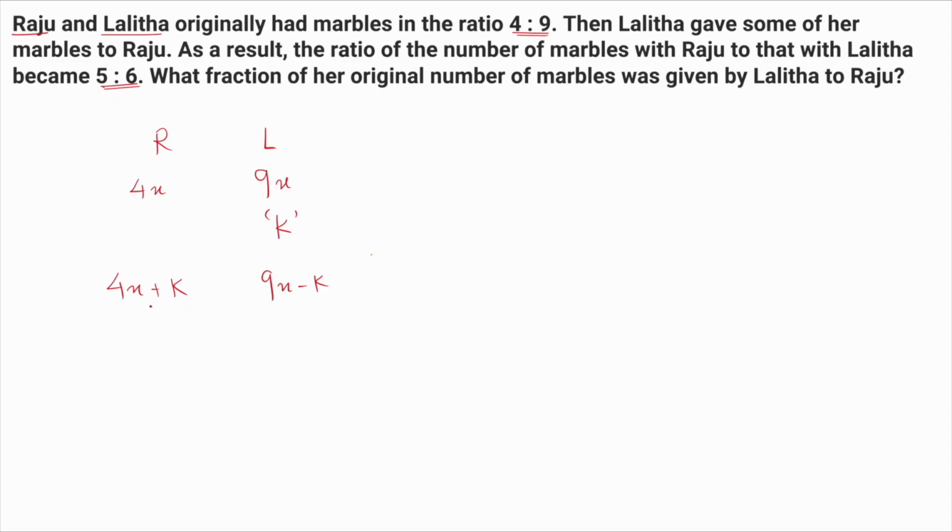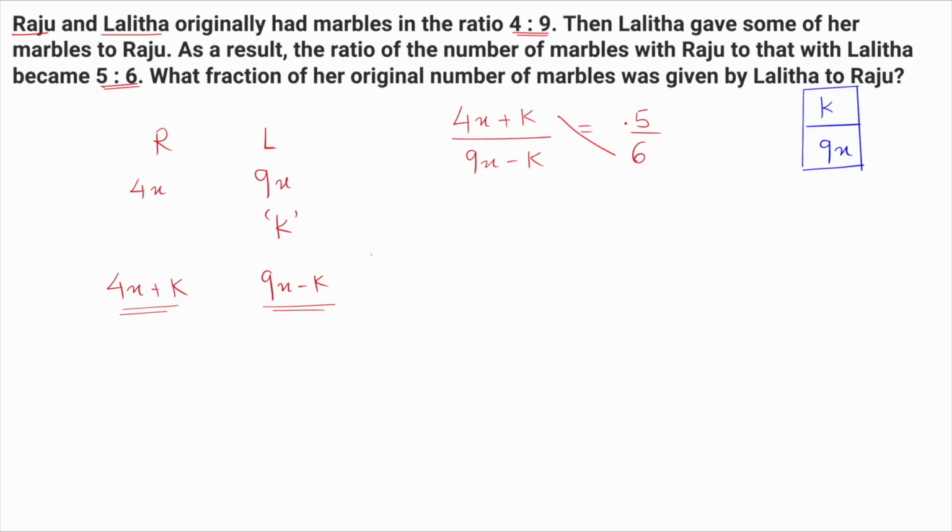As a result, the ratio of number of marbles with Raju to Lalita now becomes 5 is to 6. So basically we have 4x plus k divided by 9x minus k. The new ratio is 5 upon 6. Right? So what fraction of her original number of marbles was given by Lalita to Raju? Lalita gave away k number of marbles out of original number of marbles 9x. So I want to find the value of k upon 9x in the question. My final target here is to get the value of k by 9x.